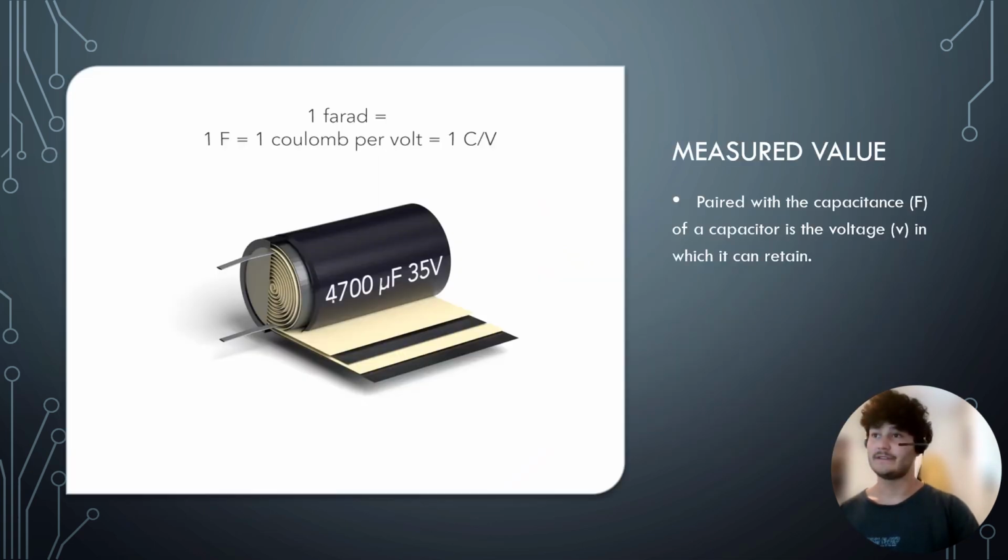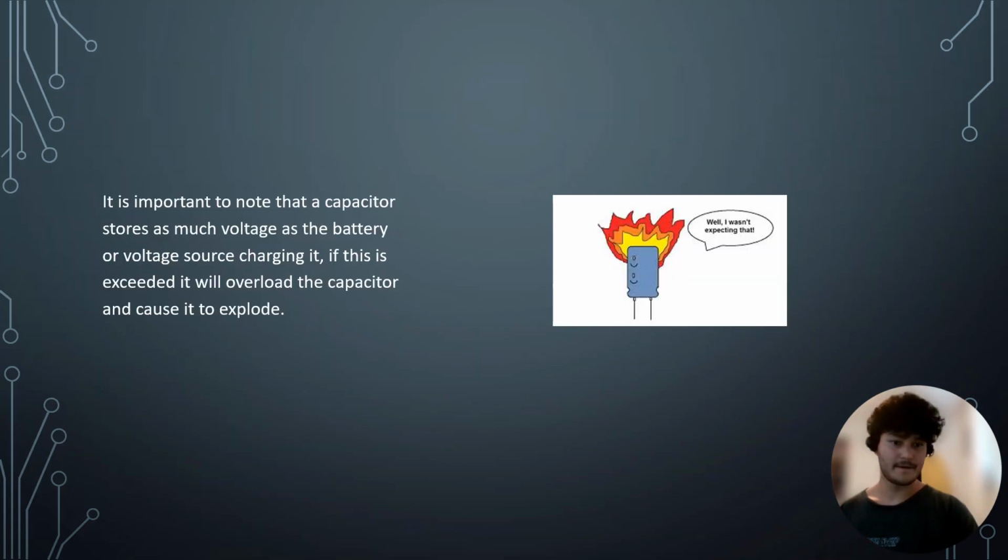This is just an example of a capacitor, which will always show the capacitance in farads, in this case 4,700 microfarads, and the voltage which it can retain, which is 35 volts. Another thing to acknowledge is that whenever dealing with capacitors, you should never let the voltage source exceed the voltage rating of the capacitor, as this could overload the capacitor and cause it to explode.